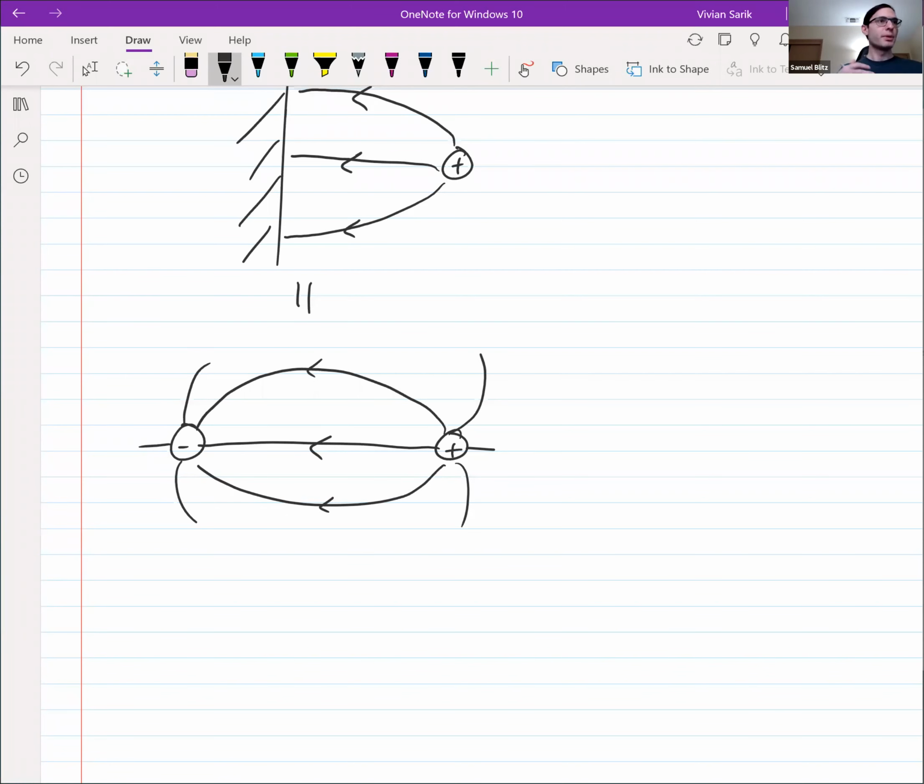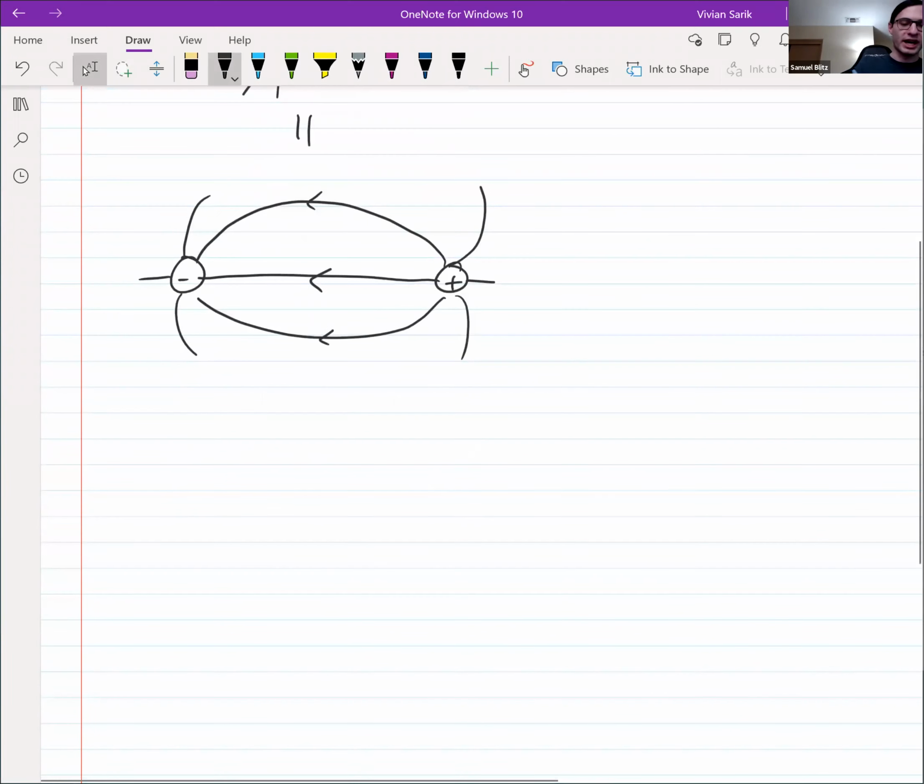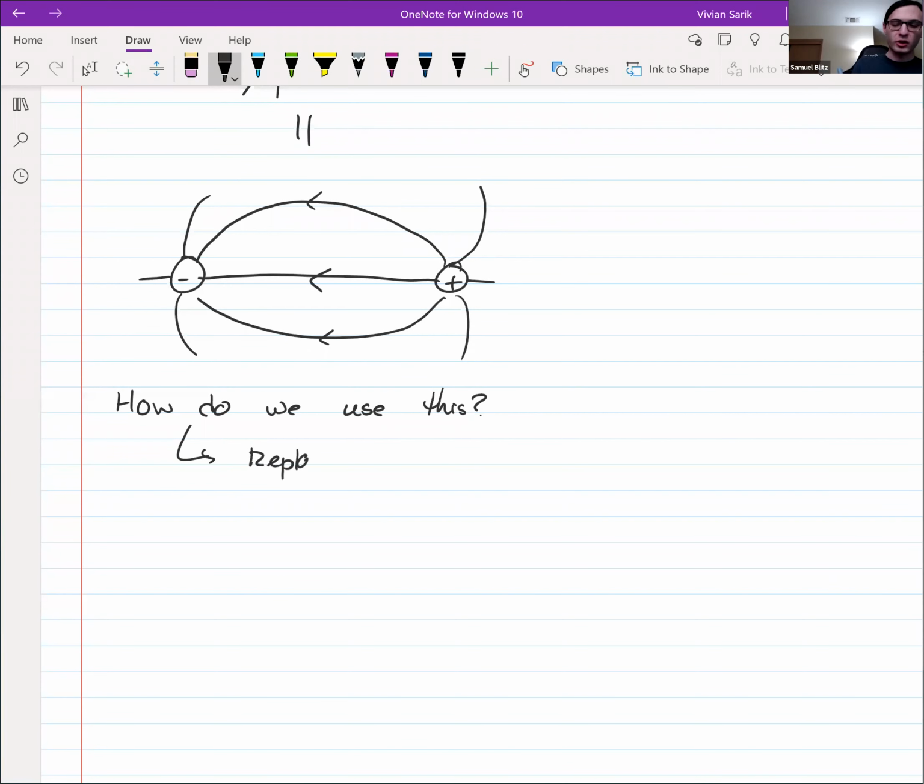I'm not going to. But the reason I brought this up is because you can use this equivalence of fields to solve complicated problems using the tools of just two point charges. So the question is how do we do this? The way that we would do this in principle is we just replace the flat conductor with the imaginary image charge.